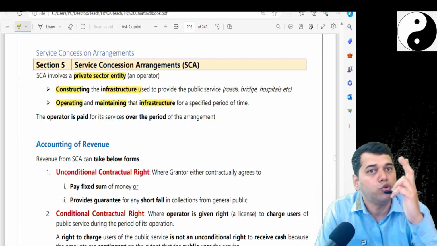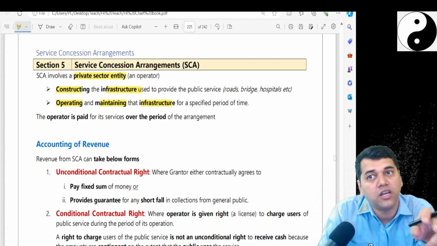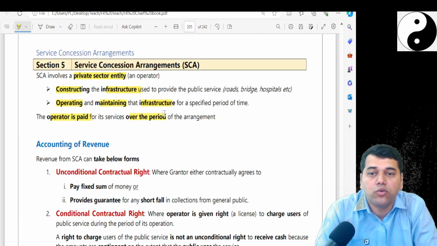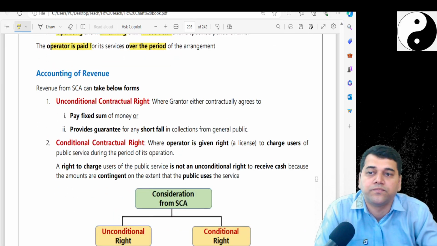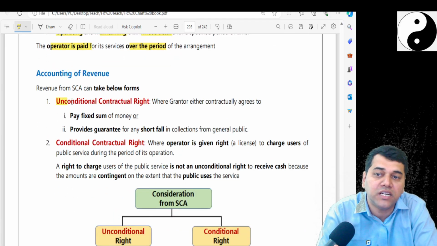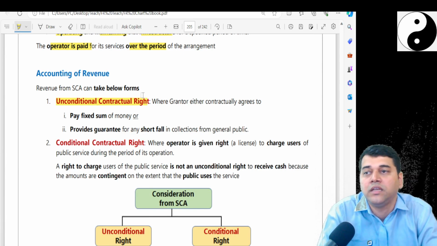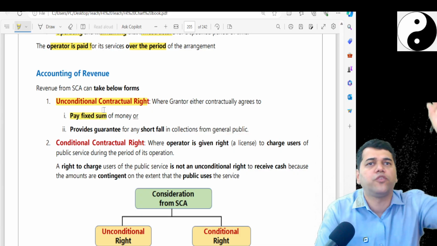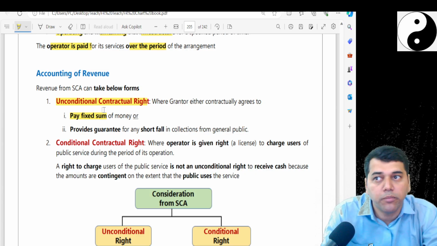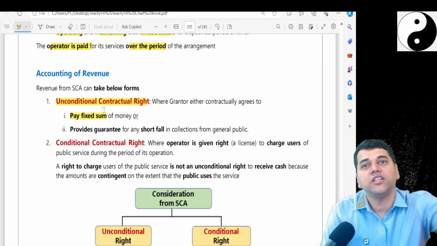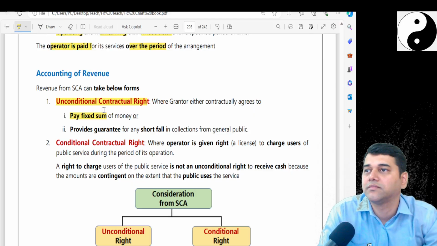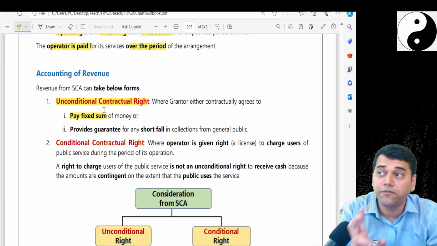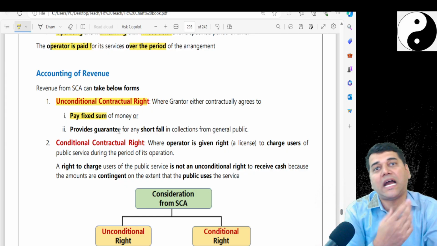Now, there can be two types of contract, either construction contract or operation contract, maintaining. Now, the operator is paid over the period of the arrangement. Now, how to account? There can be two types of consideration. One is called unconditional contractual right, like government says, I will pay you a fixed amount of money. How much? 200 crore for this road. Alternatively, government may say, look, you construct the road, you start collecting money from the public. But the problem is tomorrow the public may not go on that road. If 200 crore rupees is not collected, I will pay minimum 200 crore.